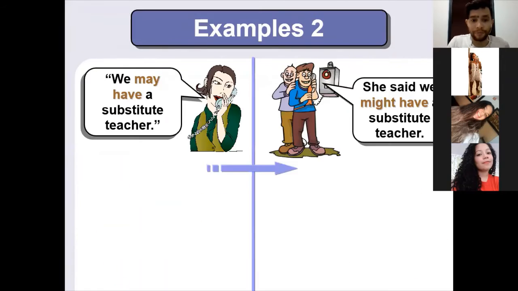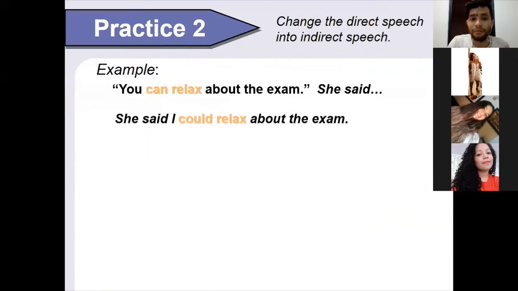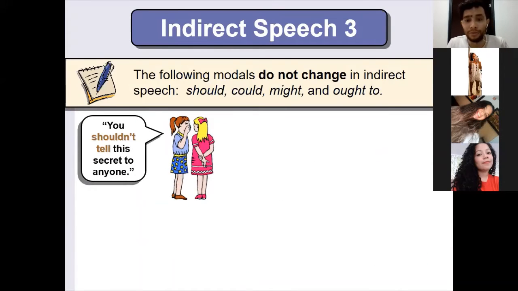These were some modal verbs, right? That they change when they are used for reported speech. Now, we are going to speak about some modal verbs that do not change when you transform or use the reported speech, right? What are those modal verbs? They are should, could, might, and ought to. They stay the same, right?